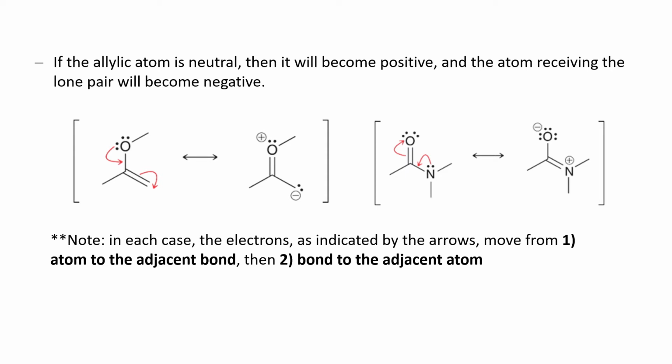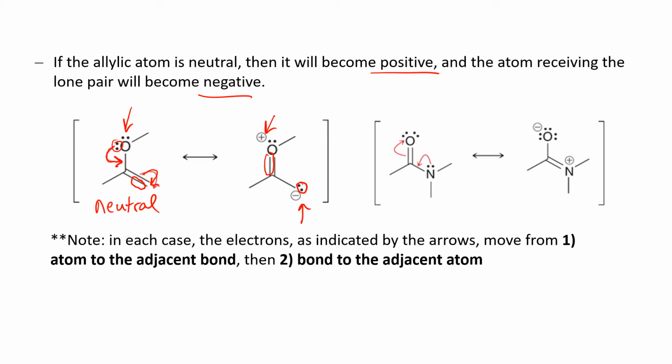If the allylic atom is neutral, then it will become positive, and the receiving atom will become negative. So we have a neutral molecule here. Our allylic atom is neutral. So here's your allylic atom, and watch how it becomes positive. We take our electron pair, atom to bond, bond to atom. You see how the lone pair turns into the pi bond, and the electrons from our pi bond become the lone pair.